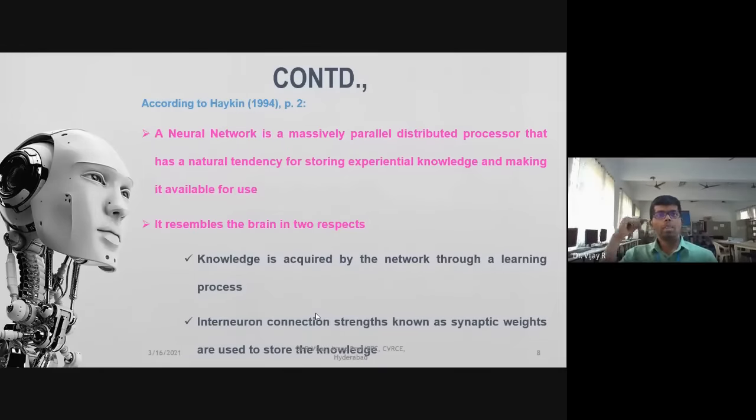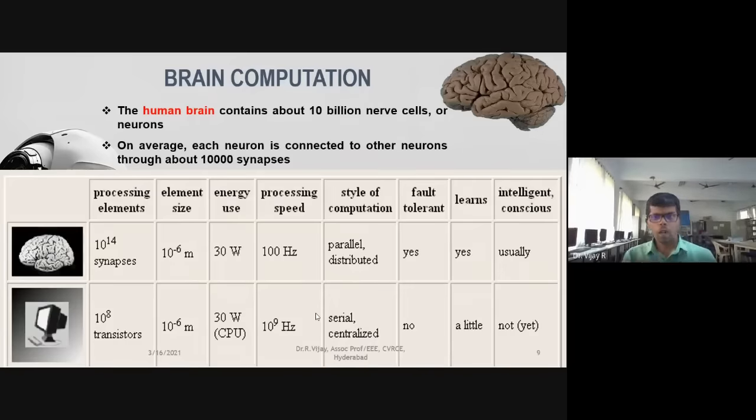It will take some time for my human brain, and not only mine, to recollect. The synaptic weights are activated and my brain will tell me, okay, I kept it in this place, you go and take it. That is also what happens in our human brain. So this is a little comparison between the human brain and the computer.